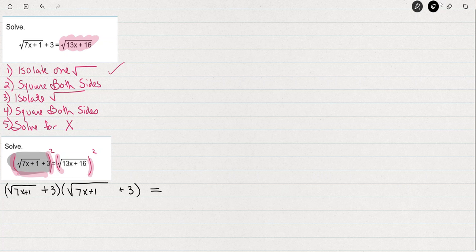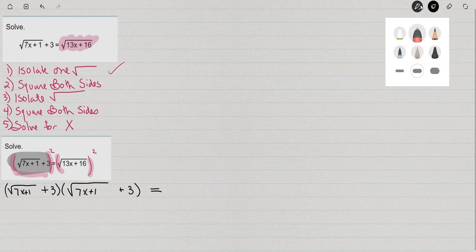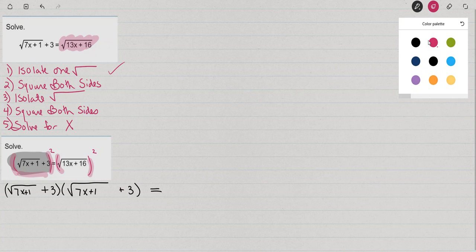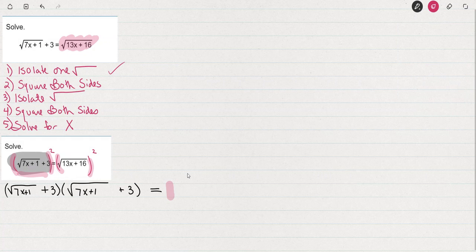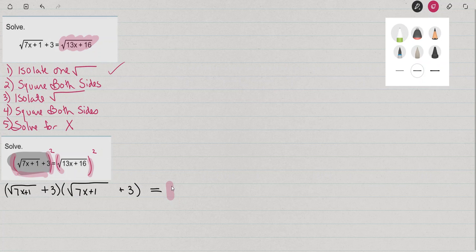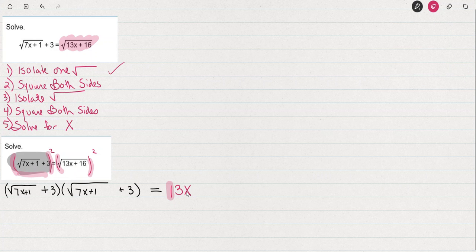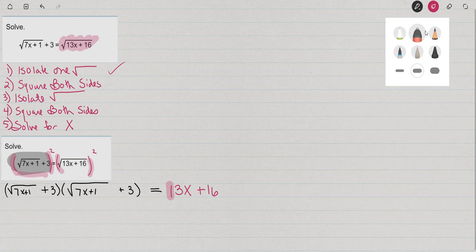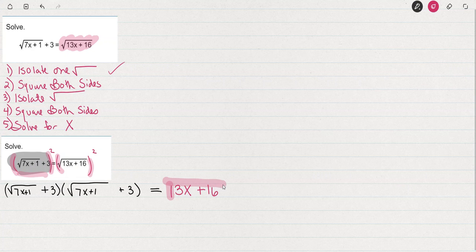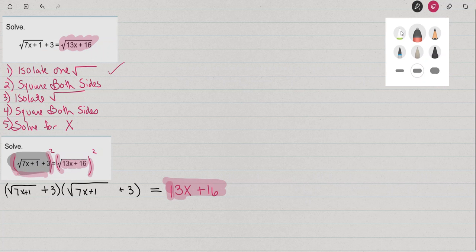Now, when we square the right side, that's squaring a square root, and the square and the square root undo each other, so we're left with 13x plus 16. We're left with that radicand, the 13x plus 16. So on the right, we're good, but we've still got to FOIL on the left.